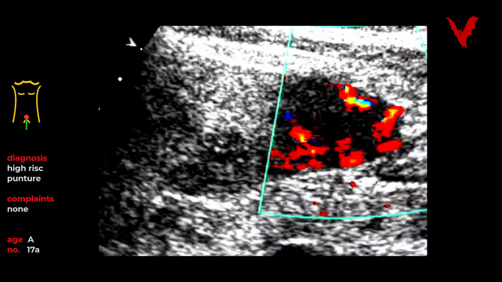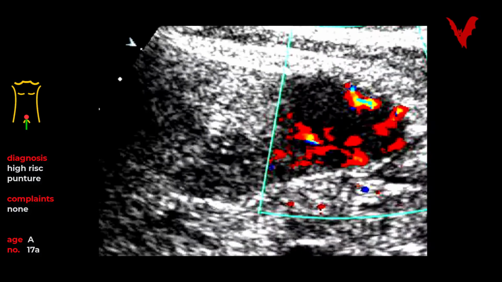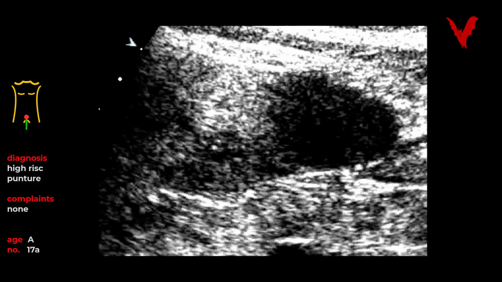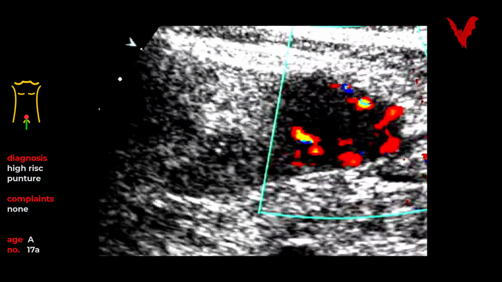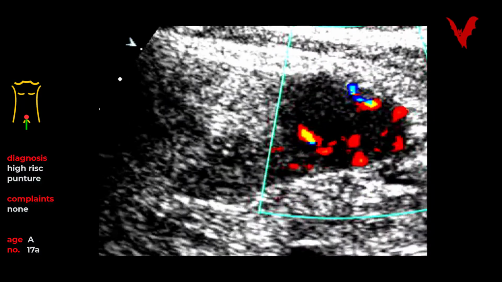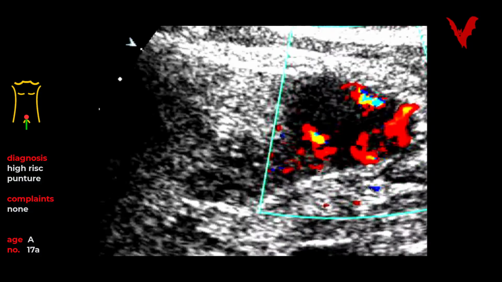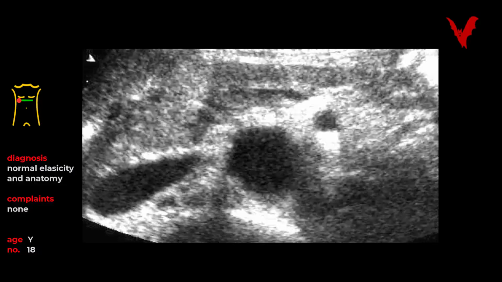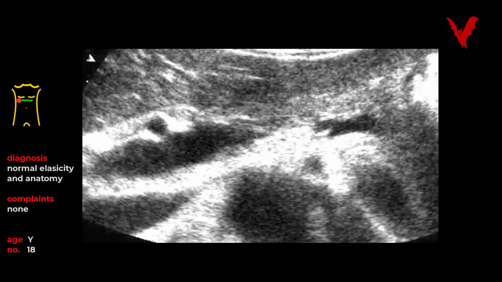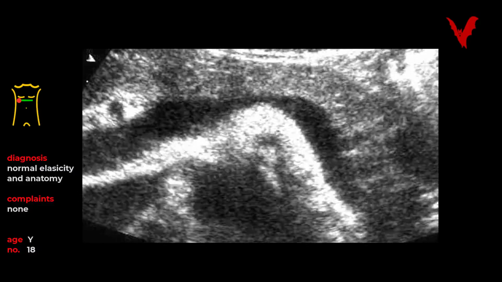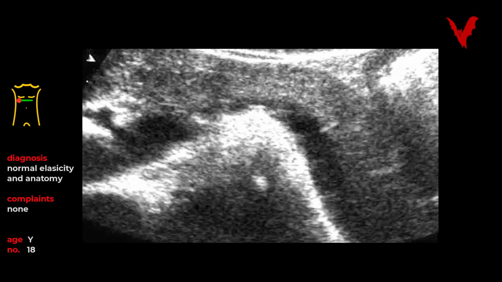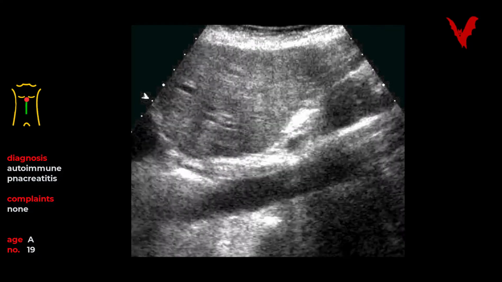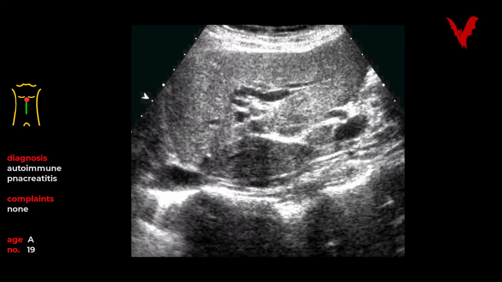The focal lesion FL at the liver margin is much more apt to bleeding risk than the other one, which is covered by liver tissue with less perfusion. Normality of elasticity and of anatomy in this fine transverse section. An autoimmune pancreatitis in histology confirmed by operation.